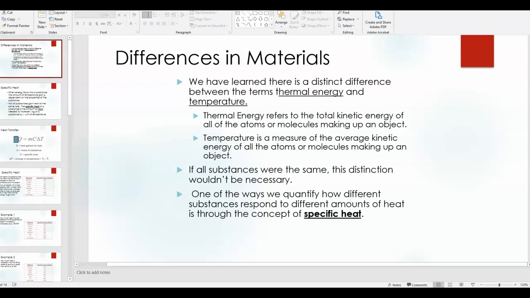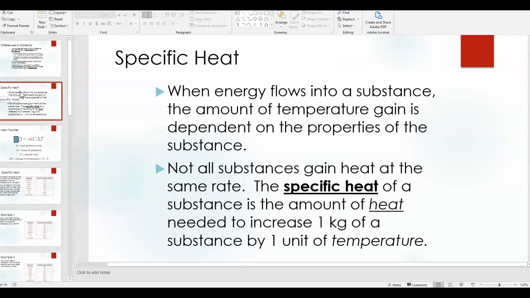And so we talked about the difference between thermal energy and temperature, and now we're going to talk about how different types of materials or substances differ in how they respond when you add or remove heat. One of the ways we quantify that is through the concept of specific heat. So this video is going to be doing problems with specific heat calculations. Okay, so let's talk about how specific heat works.